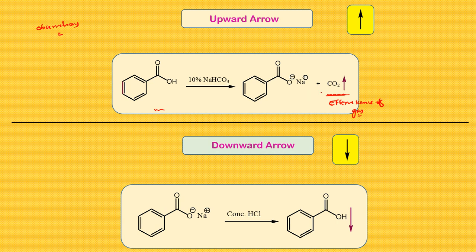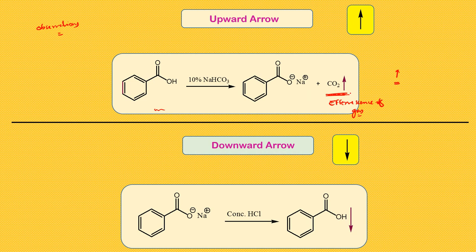And while representing this, we need to take the help of the upward arrow. Whatever gas is getting formed in a chemical reaction is notified with this, the carbon dioxide, with the upward arrow. It means the gas is formed in the system, and we need to mention that with this upward arrow.